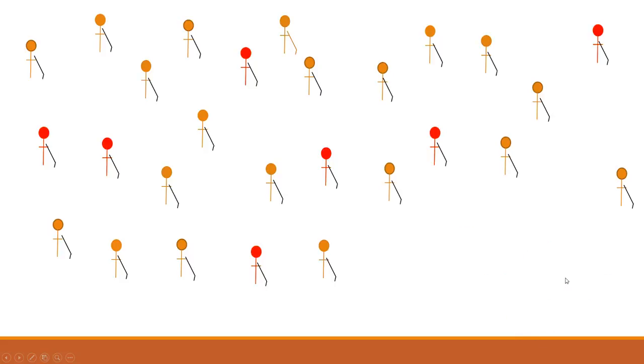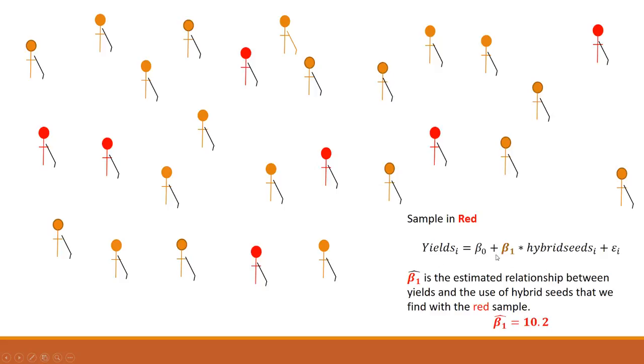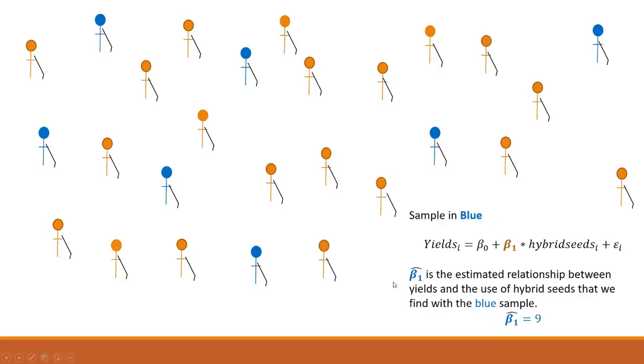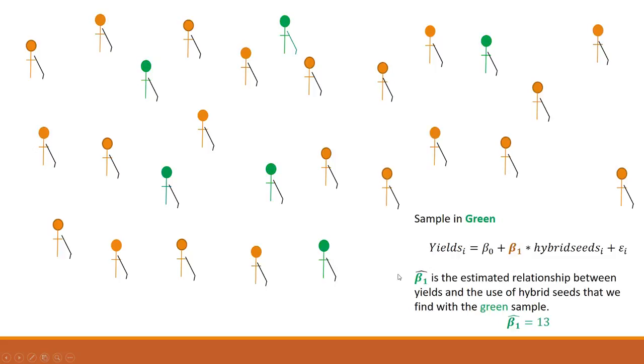All right, and then we go back, and this time we collect data from the red farmers. We run the same regression model, and we get an estimate of the beta 1, so beta 1 hat, the red beta 1 hat, and it's going to be equal to 10.2. All right, so basically what I've shown is that as we collect different samples from the population and run the same model, we'll get different estimates for beta 1 hat.